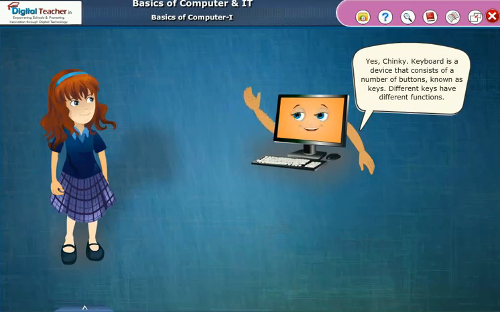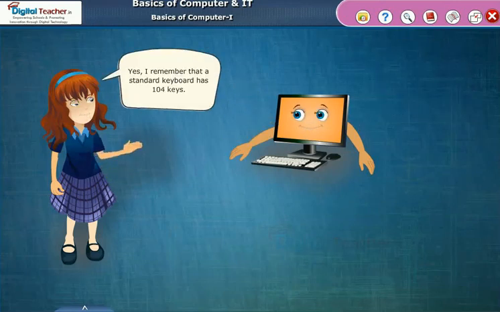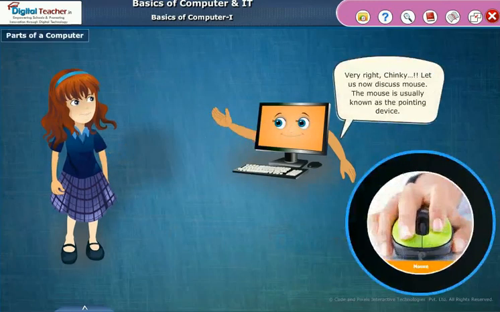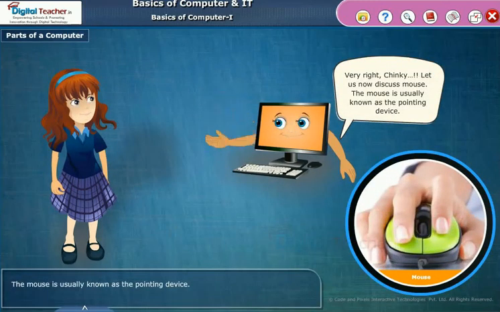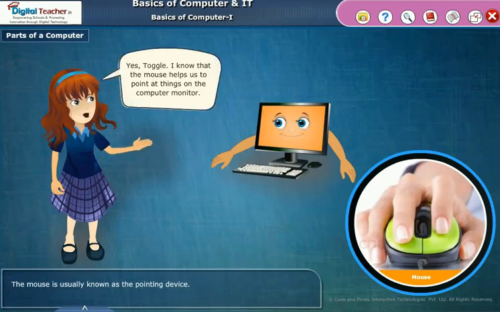Yes, Chinky, a keyboard is a device that consists of a number of buttons known as keys. Different keys have different functions. Yes, I remember that a standard keyboard has 104 keys. Very right, Chinky. Let us now discuss the mouse. The mouse is usually known as the pointing device. Yes, Toggle, I know that the mouse helps us to point at things on the computer monitor.